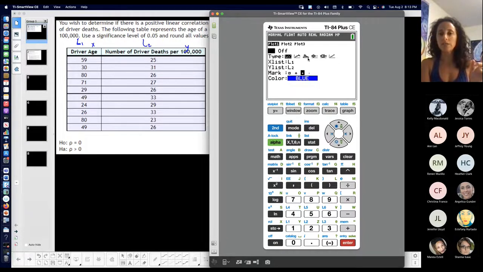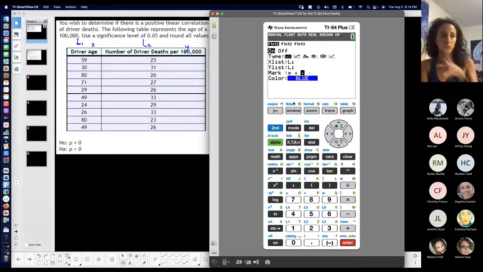And then you see all these different graphs. I think I may have shown you the modified box plot, the box plot. You have a histogram here. The first one is your scatter plot, which for me is already highlighted. If it's not for you, then just scroll over it and press enter and you can highlight it and see it. This is important because of where you put the X list and where you put the Y list. My X list, my independent variable list, is in L1 and my dependent variable list is in L2.